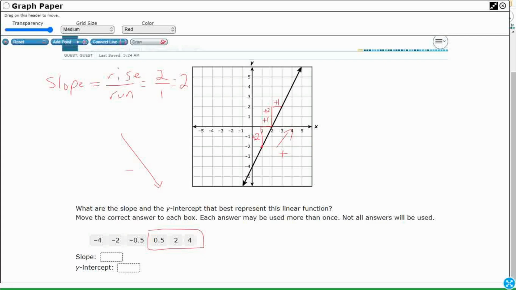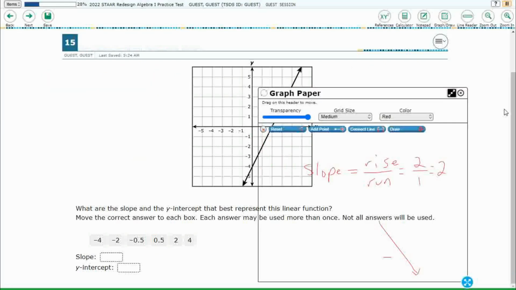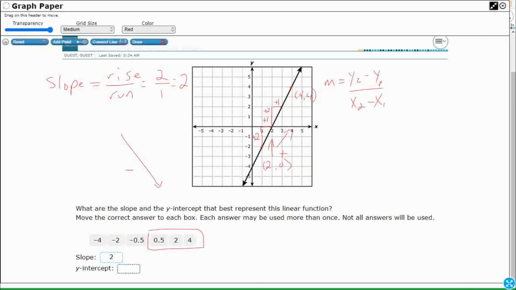And if I wanted to, I could plot some of these points. Let's say this is 4, 4, and this is going to be a 2, 0, right here. You could plug this into y sub 2 minus y sub 1 over x sub 2 minus x sub 1, if we really wanted to. But I don't think there's a need because it looks pretty obvious there. We've got that 2, but we could plug those in if we needed to. So our slope is 2. Now we need to find, we can use 2 again if we really wanted to.